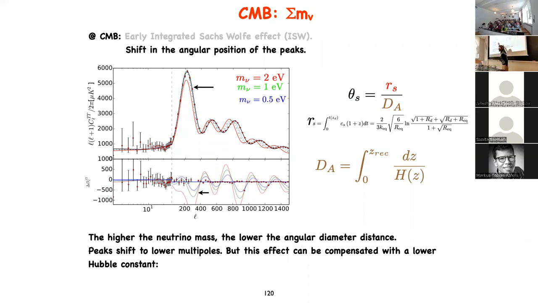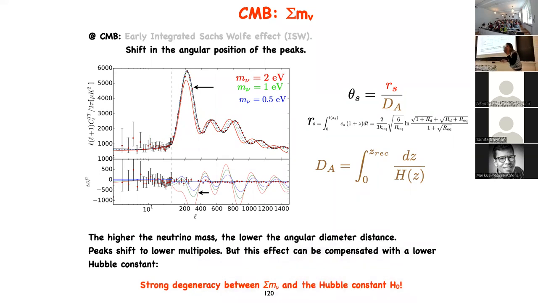Larger angular scales are that way, okay? Smaller L's are larger angular scales, that's why the error bars are so large, and here are smaller scales, okay? But you will tell me, very good, but then I can do the same, because here I have the Hubble constant, and then there is a strong degeneracy.